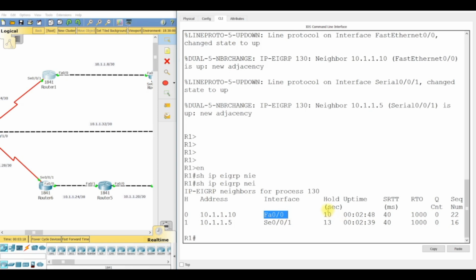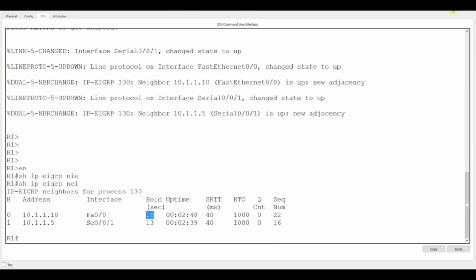Now we go to the hold time in seconds. Let's maximize this so we can understand it a little bit better. So we have the hold time and the up time. You can see it's been up for 2 minutes, 48 seconds. The other one's been up for 2 minutes, 39 seconds.